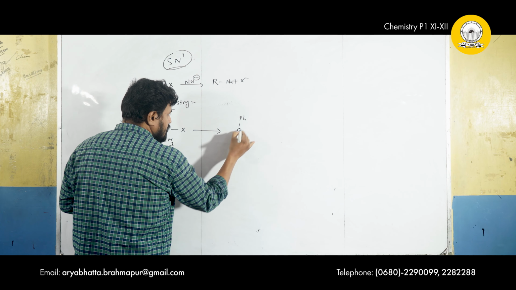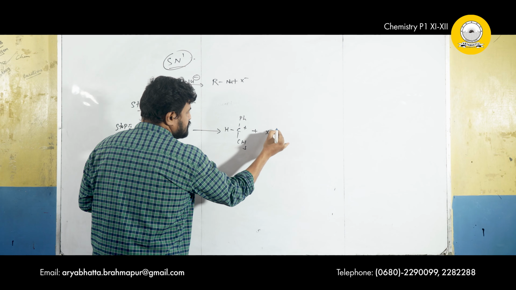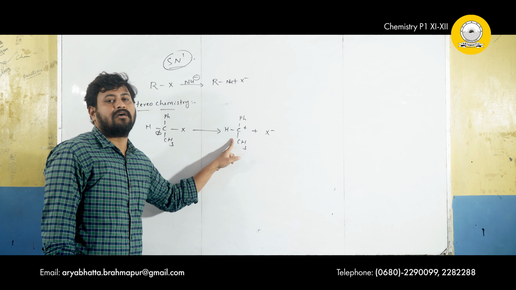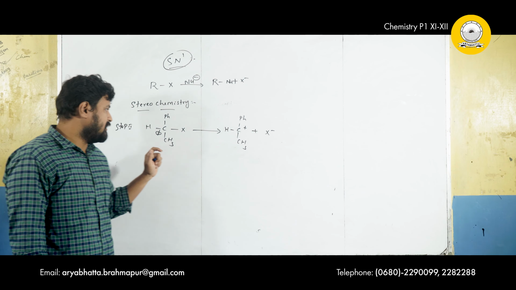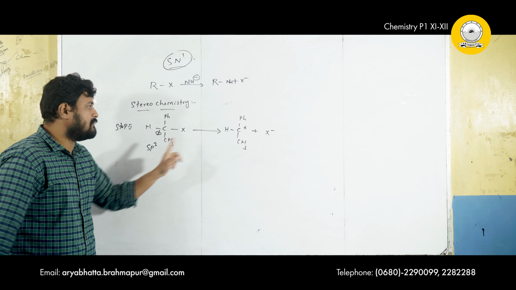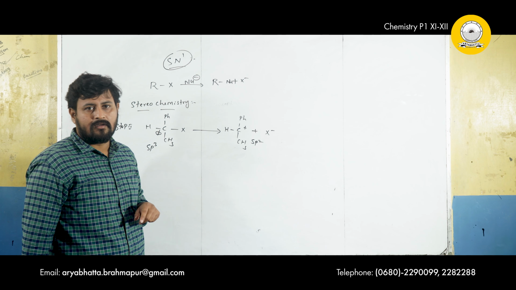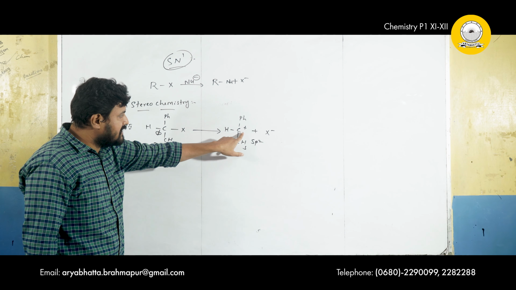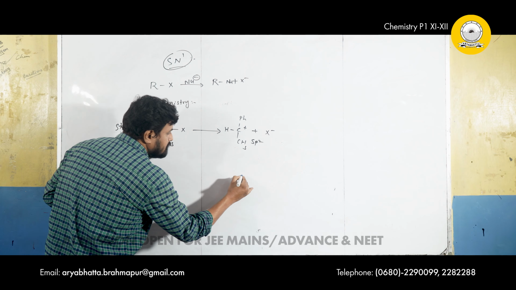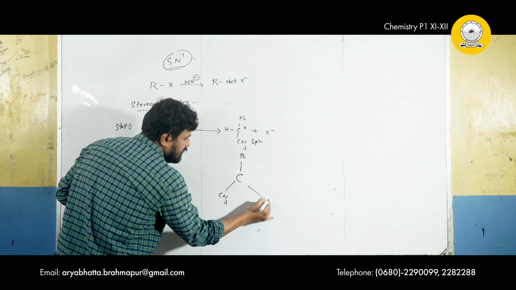C bonded to Ph, CH3, H, plus X minus: ionization. This is very important in stereochemistry. In that case, the hybridization of the carbon is sp3, but the hybridization of C plus is sp2. That means sp2 hybridization, and sp2 means trigonal planar. Trigonal planar means here Ph, here CH3, here H.